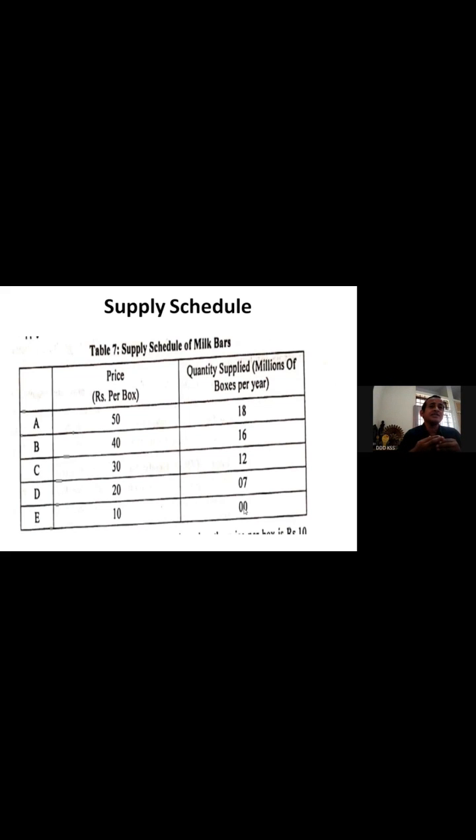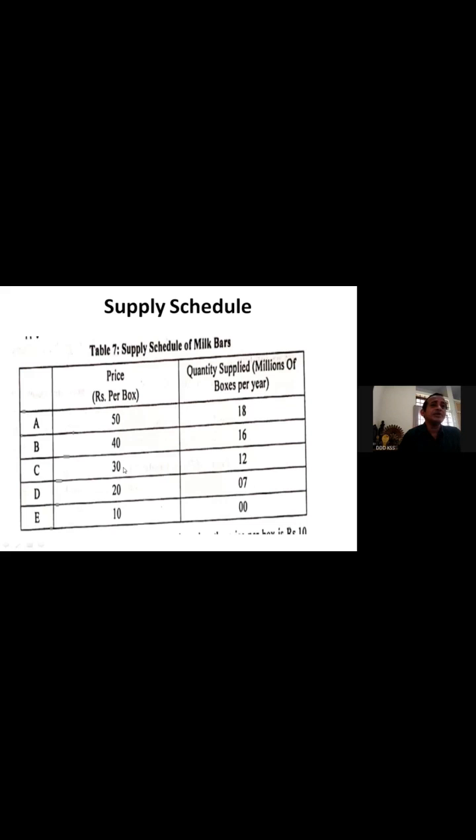So price is increasing, quantity supplied also increasing. Now, when the price increases from 10 per box to 20 per box, quantity supplied increases from 0 to 7 million per year.